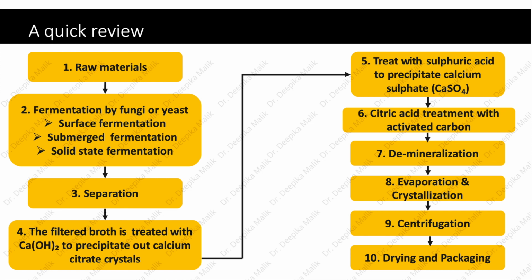The citric acid is now treated with activated carbon. After that, it is demineralized by passing through the ion exchange beds. Further, it is purified by evaporation and crystallization to obtain citric acid crystals. These crystals are then removed by centrifugation. Now, after the crystals are obtained, citric acid is dried and packaged.